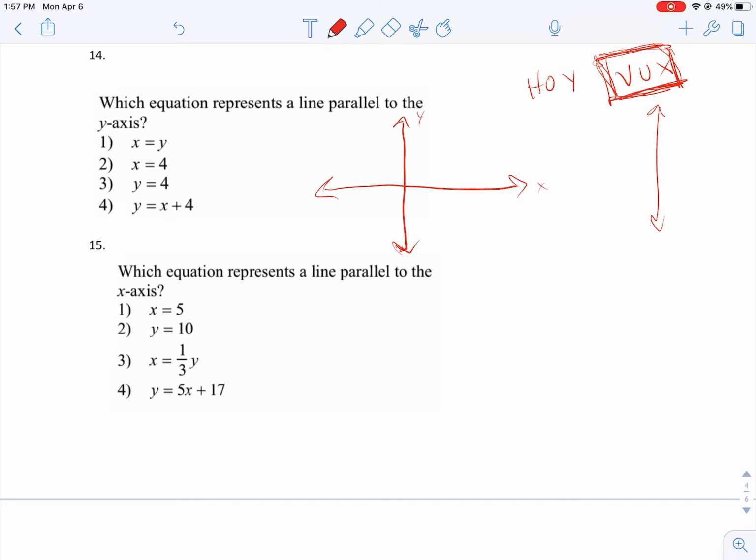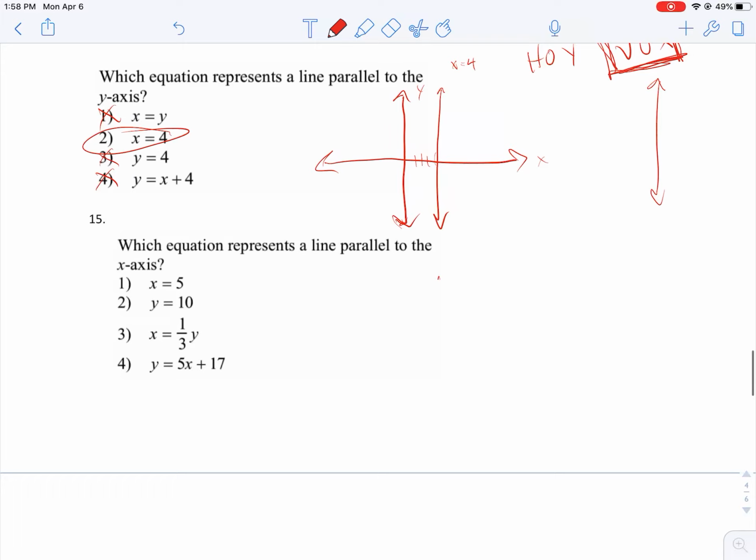Remember our Hoy-Bucks. We want a line that's going up and down, so we want a vertical line. So we want a Bucks problem, which means we need an x. So I can cross those out, and x equals y is not what we're looking for. So x is equal to 4, and if I draw that in there, 1, 2, 3, 4, that is our line x equals 4, and that is parallel to our y-axis.